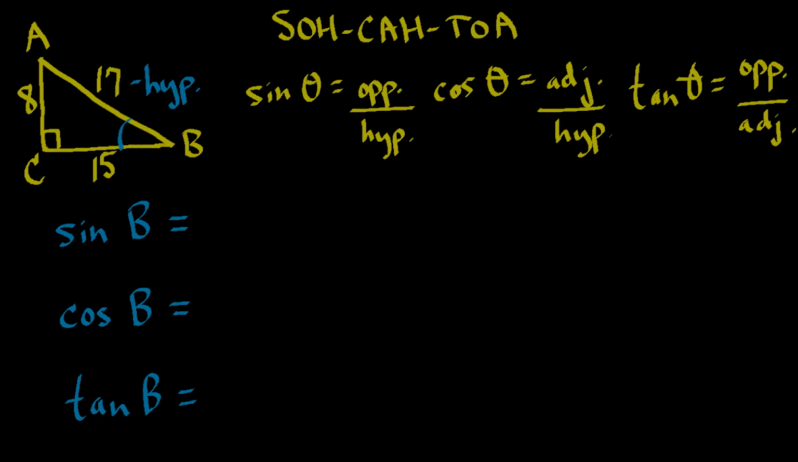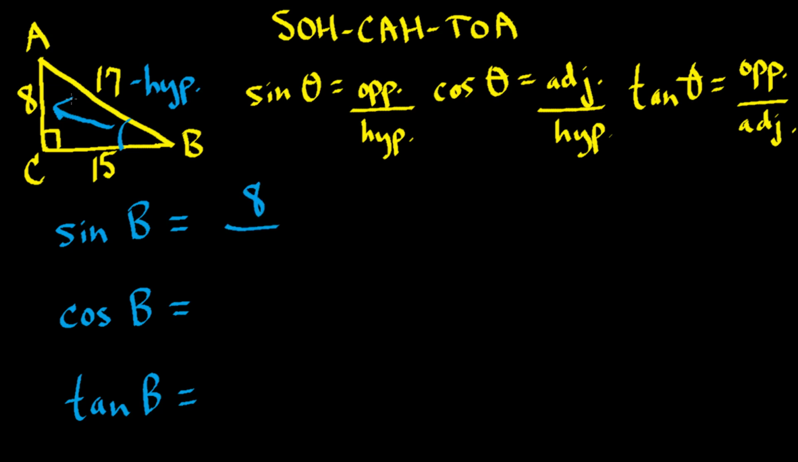It's important to note that these three trig ratios vary depending upon what angle we're talking about. So let's set up our trig ratios for angle B. Now the hypotenuse is still going to be 17 because that's what's across from the right angle. However, when we're talking about angle B, the opposite of angle B is now going to be the value 8. So sine of angle B will be 8 divided by 17.